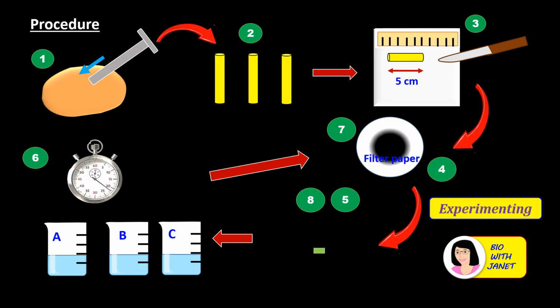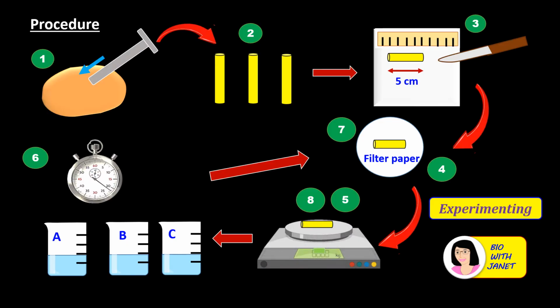Next, wipe the potato strip dry. Very important precaution to ensure more accurate results. Next, weigh each potato strip, right? And record the mass. So you should prepare the table ready to write in the results, and don't just scribble on any piece of paper. Next, soak the 3 potato strips in the 3 beakers for 15 to 20 minutes. You decide.